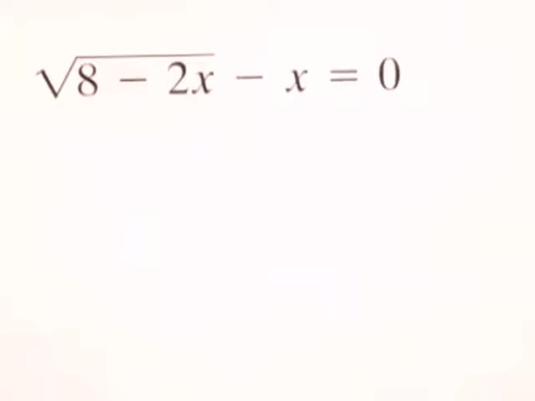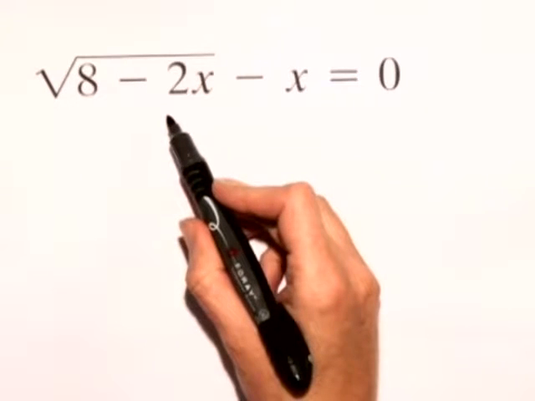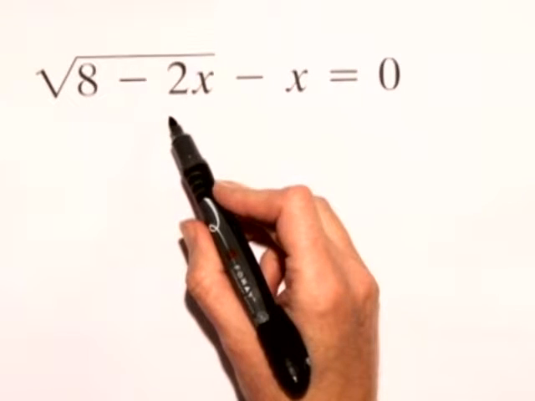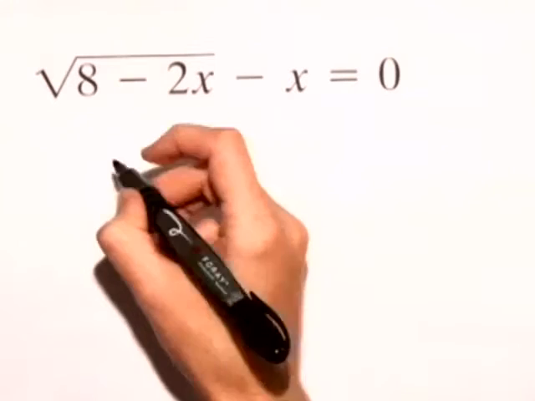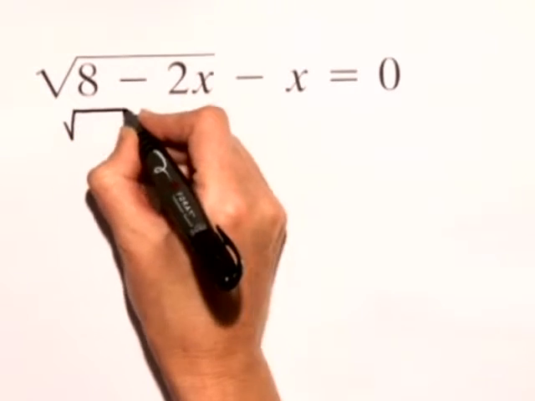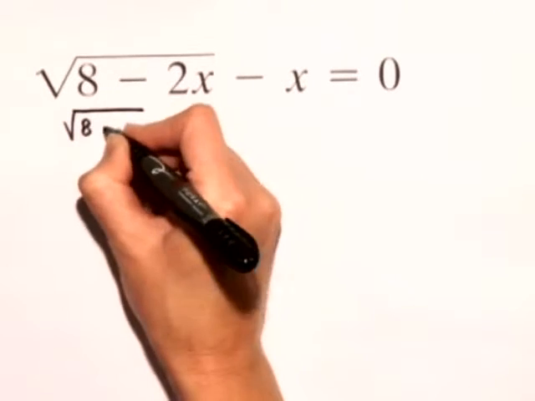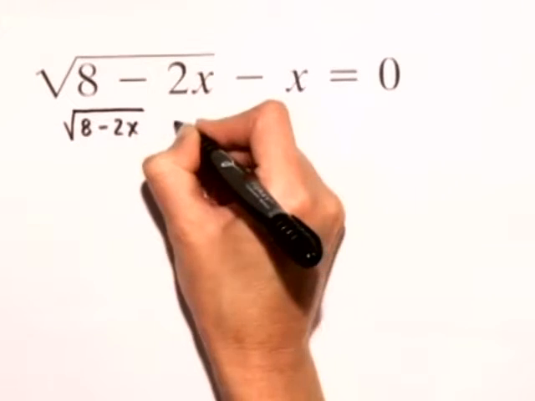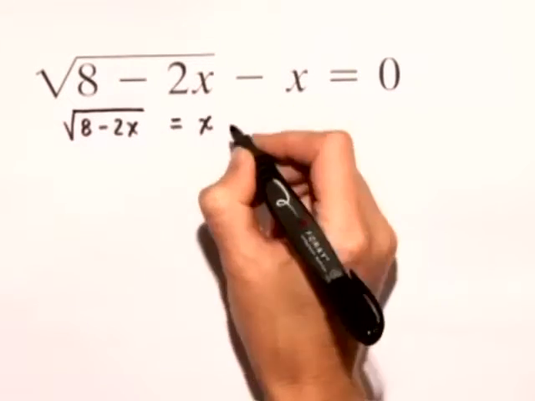For our next problem, we'll solve a radical equation. In order to solve this equation, we need to first isolate the radical on the left-hand side, so we'll add x to both sides. We'll have the square root of 8 minus 2x is equal to x.